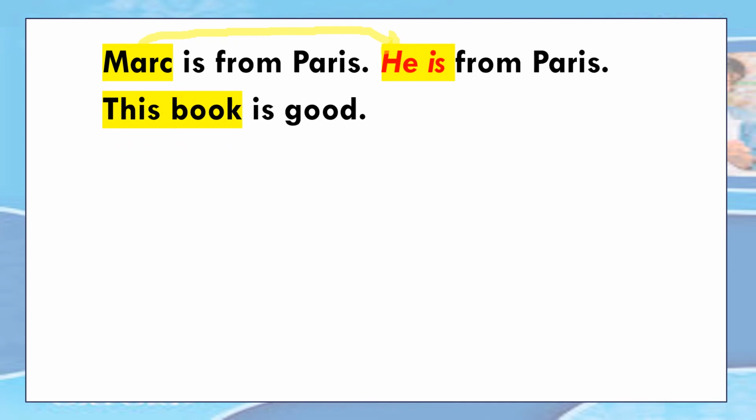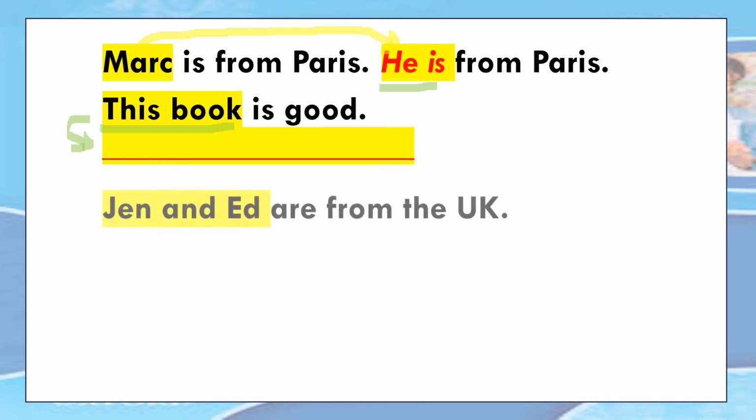Okay, this book is good. So you should write the one I put yellow here. This one, this book. Change it like this one. Book, what is it? Is it living? He, she, it, they, we. You change it here, and then put "is good".